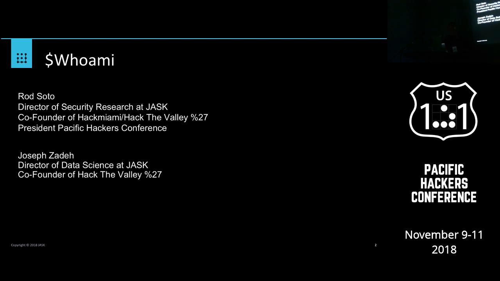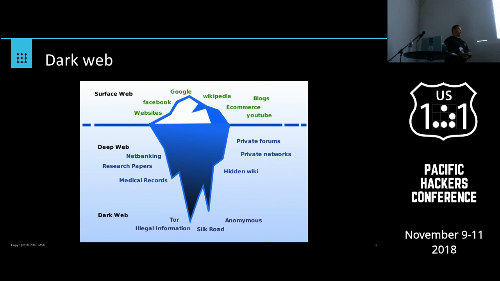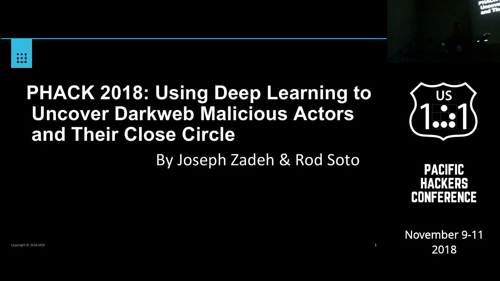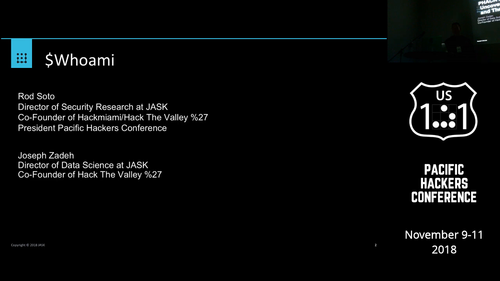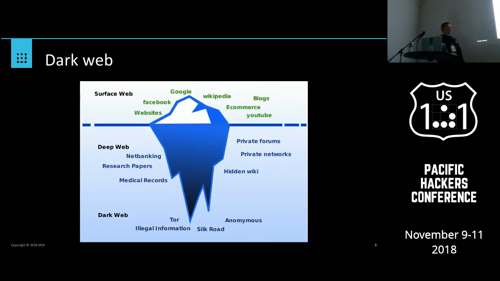So basically, I'm gonna go over pretty quick on some things about the dark web. We're gonna speak about using deep learning to uncover dark web malicious actors and their close circle. So basically, here's a little explanation of the dark web. The dark web is basically what you access by a door, or it can also be a darknet. There are some P2P type of darknets.